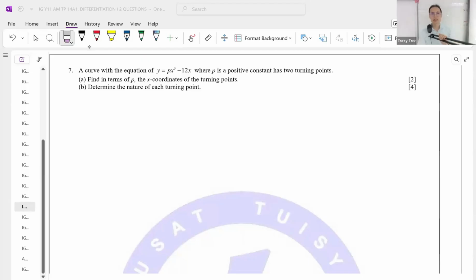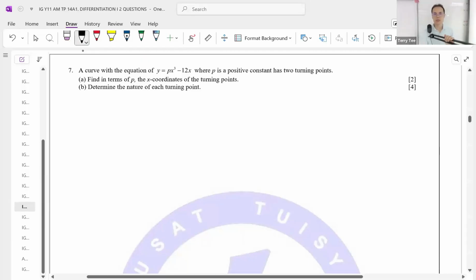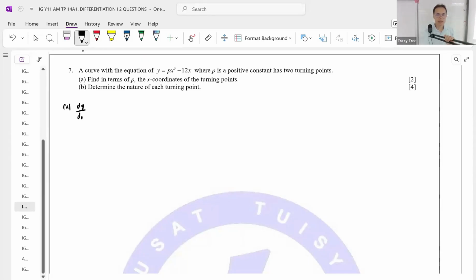Okay, so let's look at the next one. A curve has the equation y equals p x cubed minus 12x, where p is a positive constant, and has two turning points. Find, in terms of p, the x coordinate of the turning points. So let us differentiate dy/dx. Bring the power down: 3p x squared minus 12. The turning point happens when dy/dx is 0. So we let dy/dx be 0. We bring this over, this is 12. Divide, 4 over p, right? 12 divided by 3 is 4. x is the square root of this.